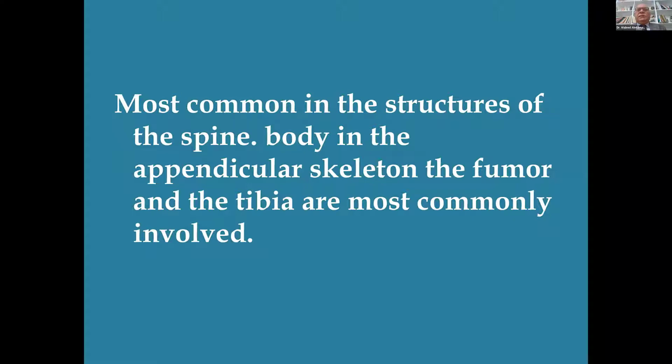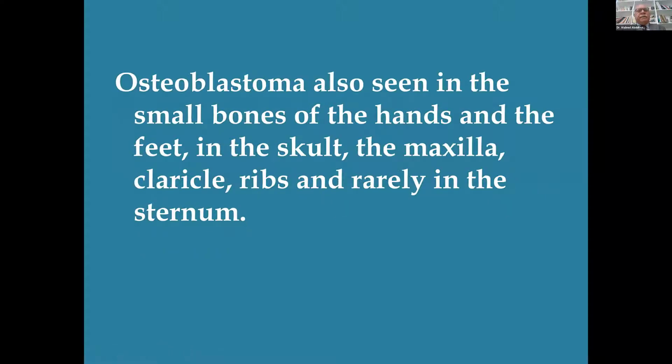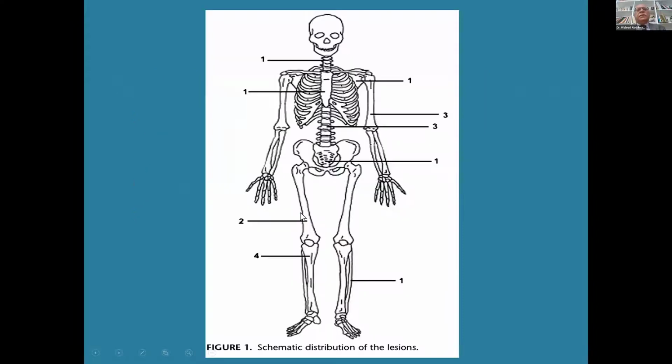The most common distribution in the body is the spine, especially the pedicles, and the appendicular skeleton, the femur and also the tibia, most commonly involved. Also, they are seen in small bones of the hands and feet, in the skull, maxilla, clavicles, ribs, and rarely in the sternum. Also rarely in the ilium, of course. This is the skeletal distribution of the tumor.